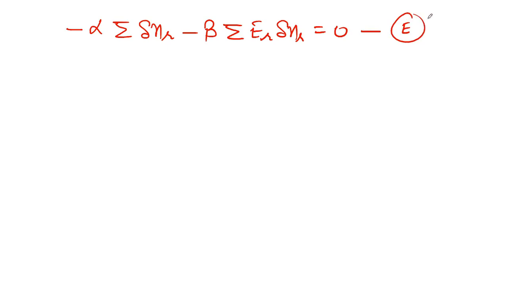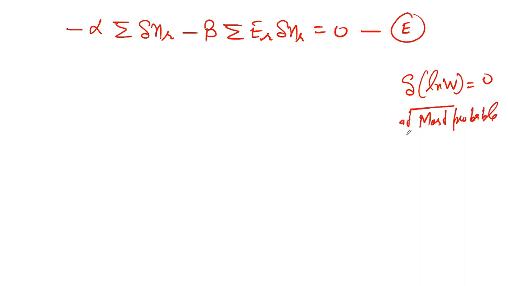Now if this set nr has the maximum or the most probable value, then at that point of time the variation of log of omega must vanish. So the variation of log omega should be equal to 0 at the most probable state, at the maximized value.